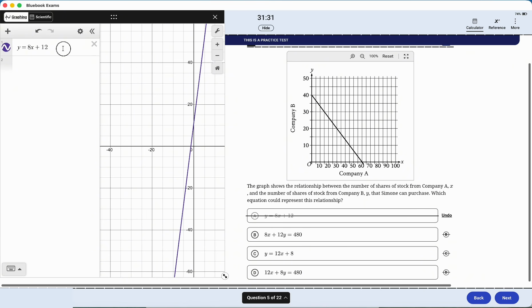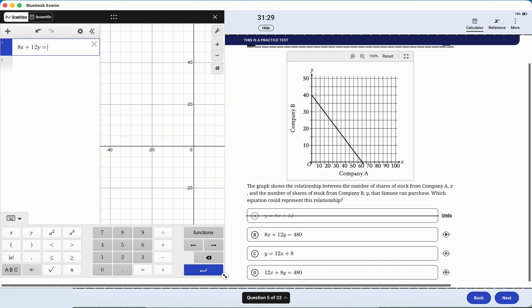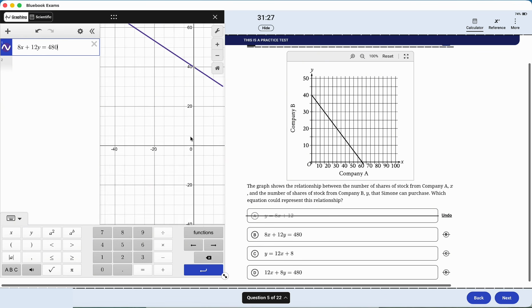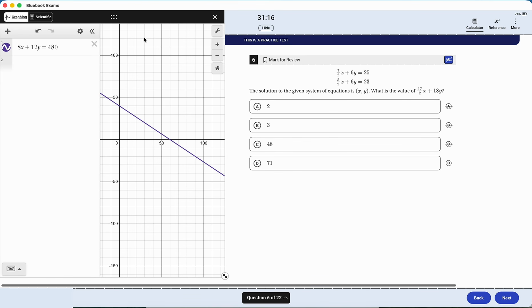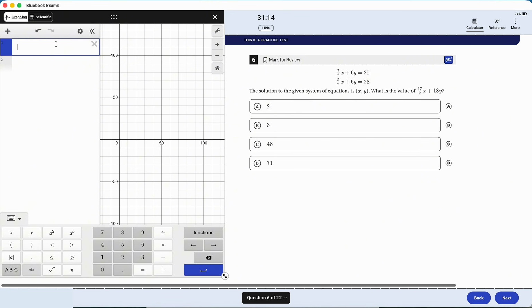This graph goes up. So then I try B, right? And it looks like this. So this potentially could be it, right? It looks like it goes down. Just check, does it have the correct intercepts, right? The y-intercept is 40, the x-intercept is 60. That's it, right? That's the simplest way to do that. Just literally put it in and see if it looks the same.